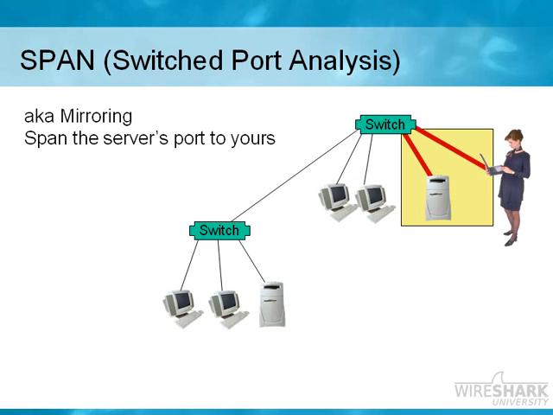In that case, we would look at doing spanning, also known as mirroring. SPAN, S-P-A-N, stands for switched port analysis. And that's where we go to that switch and we reconfigure it to say that we want all of the traffic to and from the server's port copied down our analyzer port. So now we're not being intrusive on the server. We do a slight reconfiguration of the switch, and now we can listen in to all of the traffic to and from that server, and we're looking for any packet loss at that point.